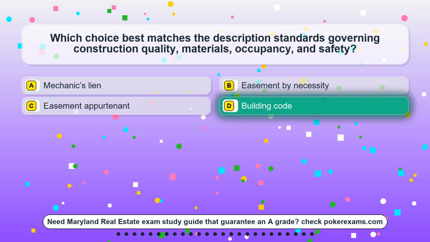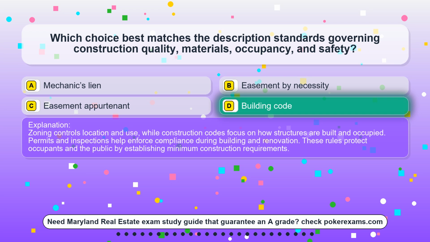The correct answer is option D. Building code. Zoning controls location and use, while construction codes focus on how structures are built and occupied. Permits and inspections help enforce compliance during building and renovation. These rules protect occupants and the public by establishing minimum construction requirements.